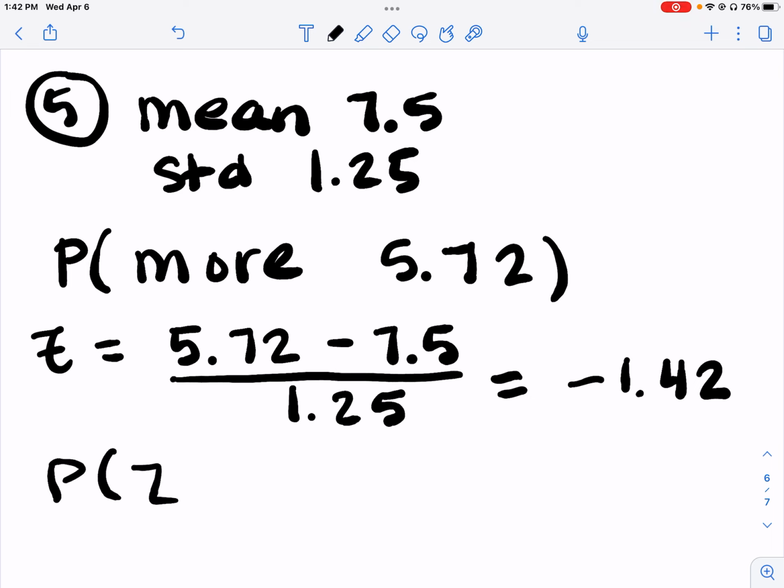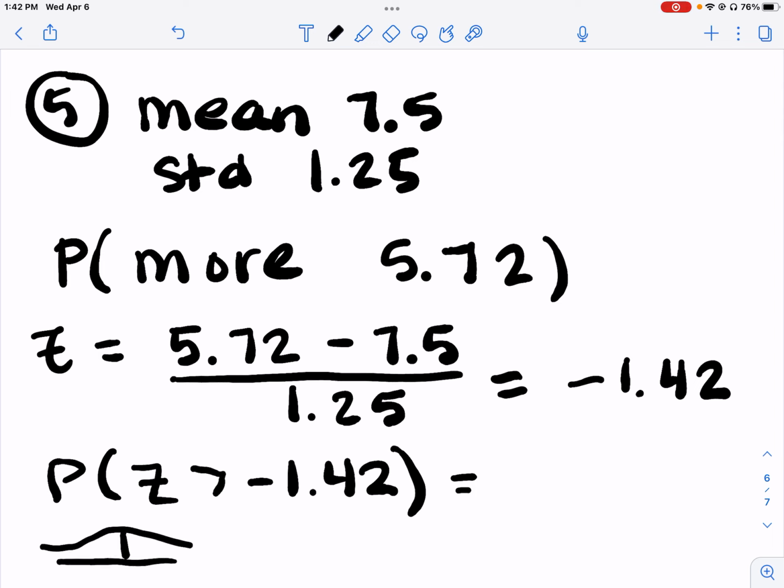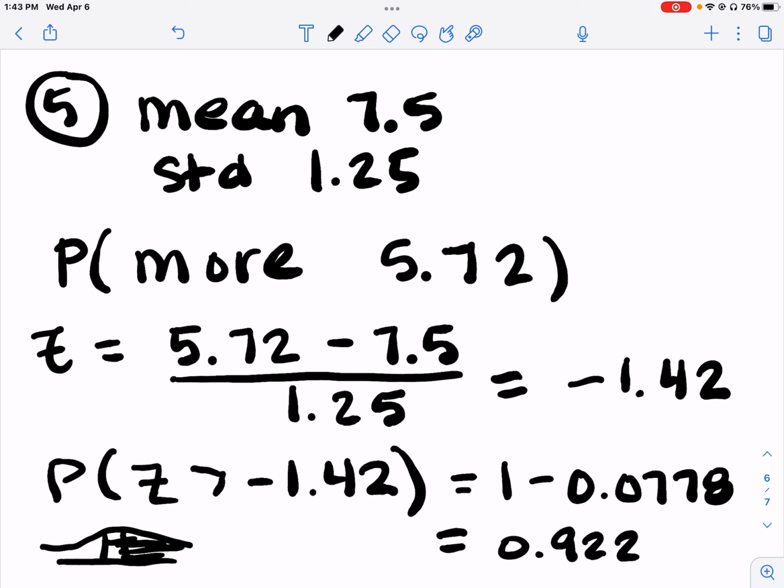So since it said more, probability z is greater than. Okay, for the greater thans, remember greater than is the area to the right. This is when we do 1 minus. Look up negative 1.42 and we get 0.0778. So 1 minus that equals 0.9222.